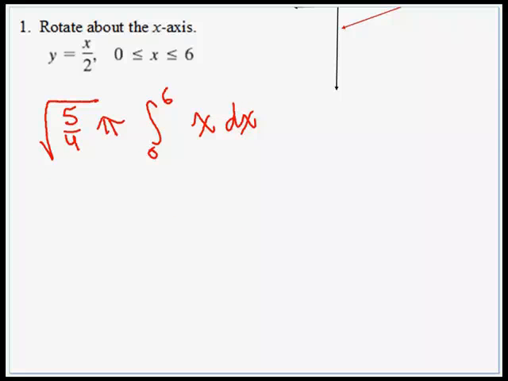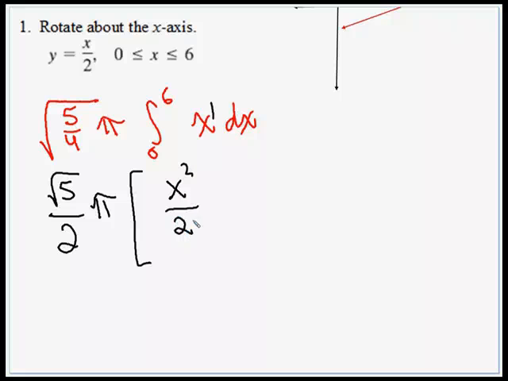And I can see something else we can simplify a little bit more. Break that fraction up. Square root of 5 over the square root of 4. Square root of 4 is 2. Root 5 over 2 times pi. And let's take the antiderivative. That's x to the first. The antiderivative is x squared over 2. Evaluated from 0 to 6. All right.